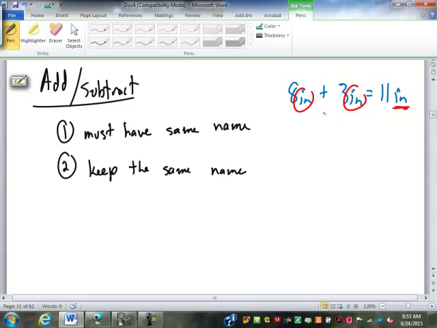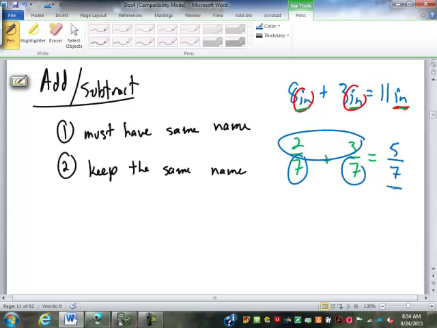Or an inch-foot, actually, is what it used to be called, not a foot-inch. But so yeah, when we add, we must have that same name, and we're going to keep the same name. Or we had, like with fractions, 2 sevenths plus 3 sevenths. We had to have the same name. We combined the counts, 2 plus 3 is 5, and we kept that same name.